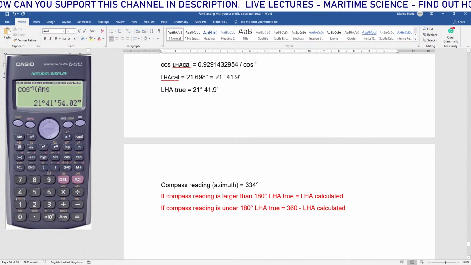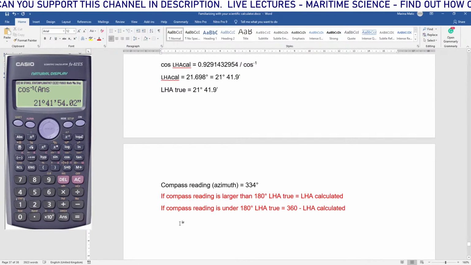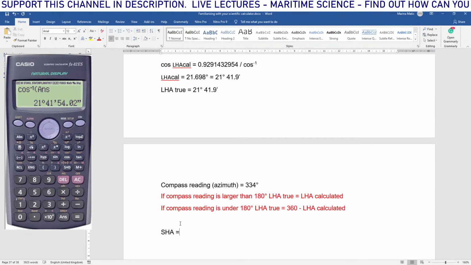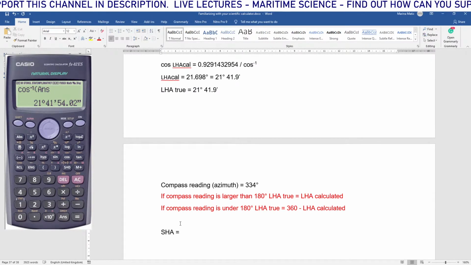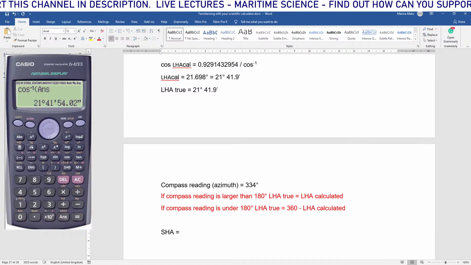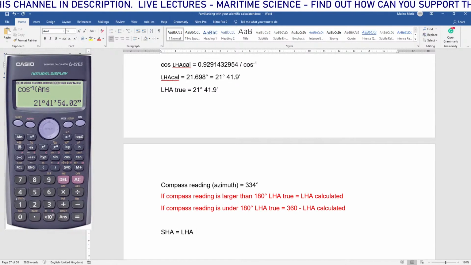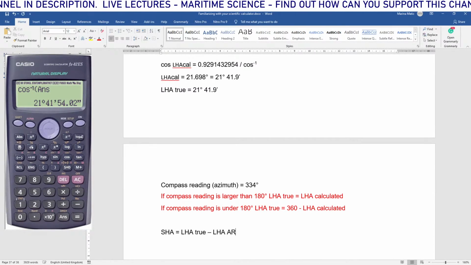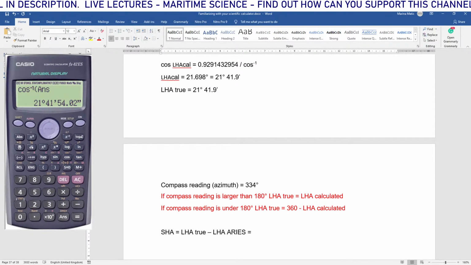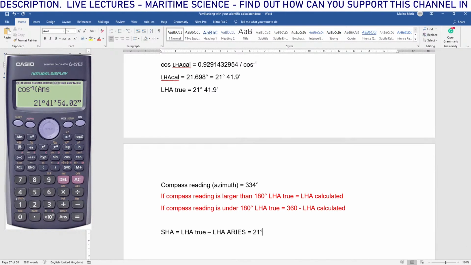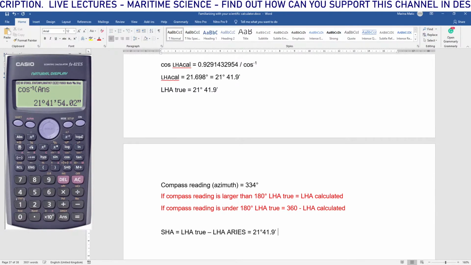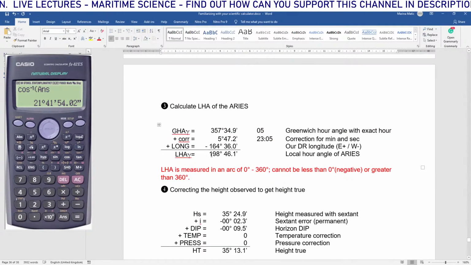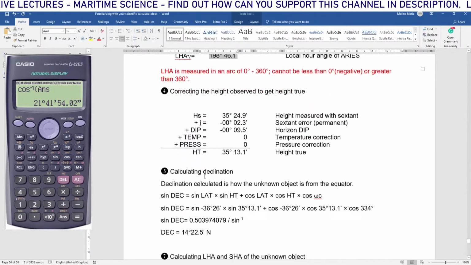Okay, and now that we have this, we need to calculate sidereal hour angle. So what is sidereal hour angle? Sidereal hour angle is how far the object on the sky is from the spring point. So that means local hour angle true minus local hour angle of Aries. So we have 21 degrees, 41.9 minus, and local hour angle of Aries is this value here. Copy.